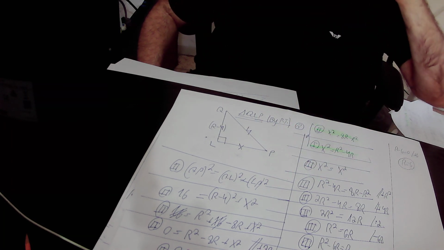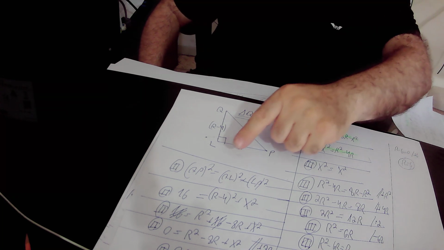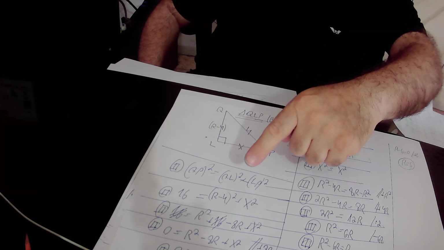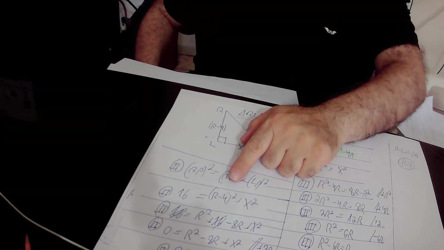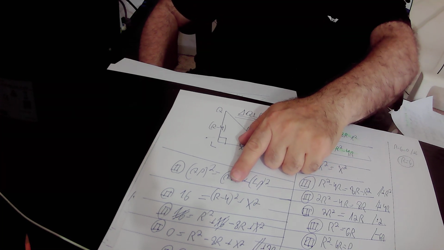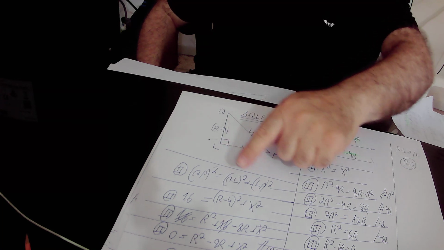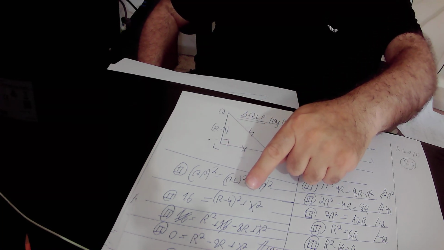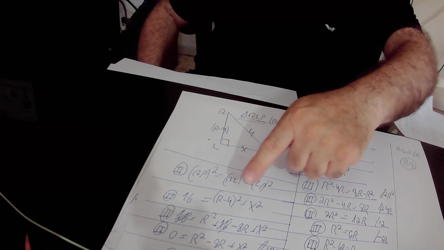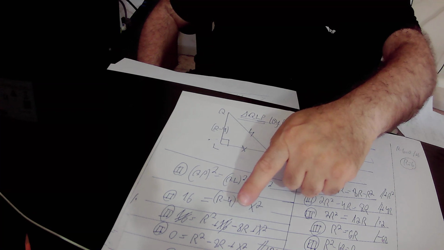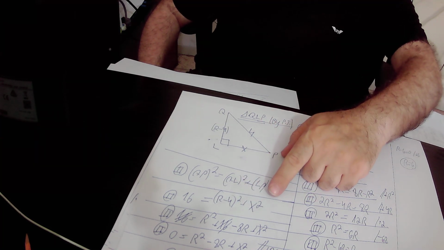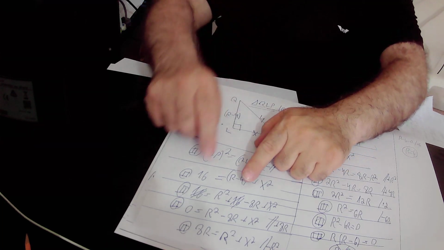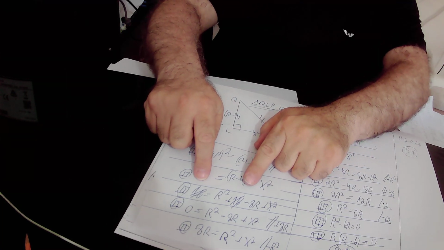So in conclusion, according to equation number 2, 16 equals R minus 4 square plus X square. Here we open the brackets: R minus 4 square equals R square plus 4 square, that is 16, minus 2 times R times 4, which is minus 8R, plus X square. Here we have 16 on both sides of the equation, so 16 will get cancelled.